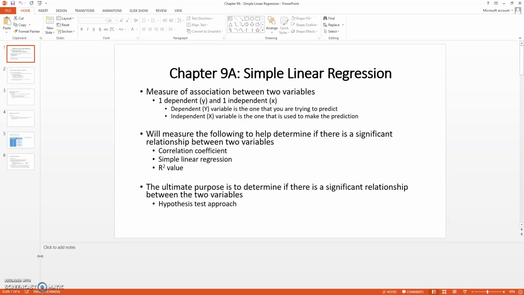So we're going to look at the following things: the correlation coefficient, Pearson R, simple linear regression, the coefficient of determination, the R-squared value, and then going through a hypothesis test process as well.